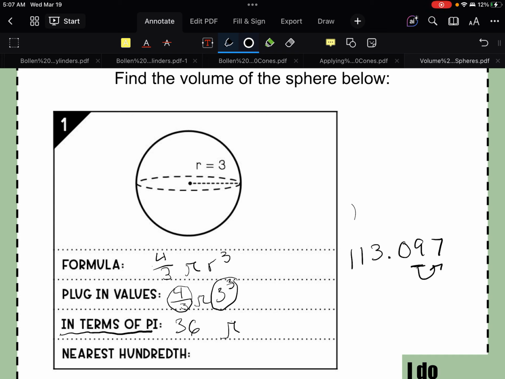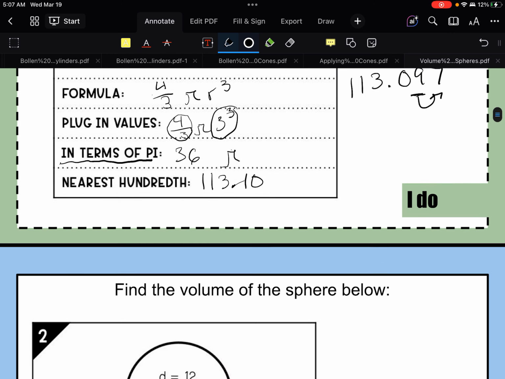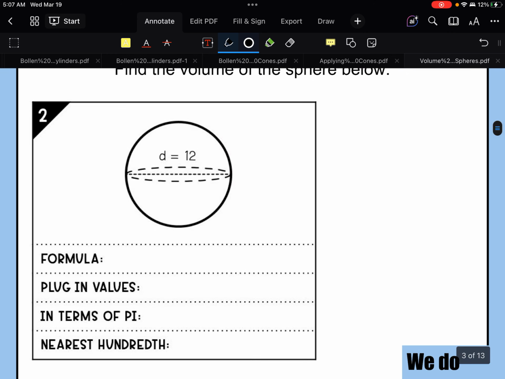we look over, and it is 5 or more, so we have to go up, but we can't. If we add 1 to 9, it becomes 10. So we actually move this 1 into this decimal place, and it becomes 113.10 to the nearest hundredth.